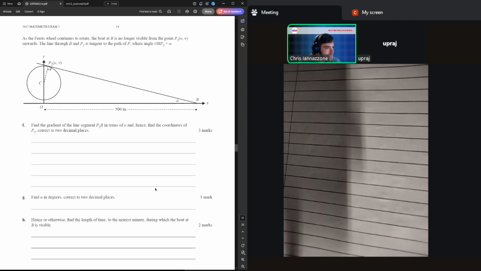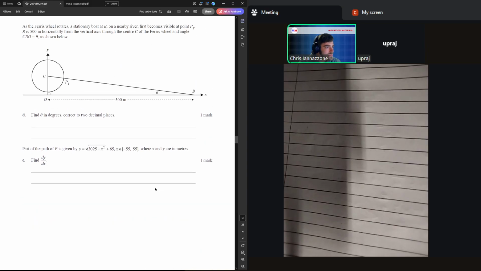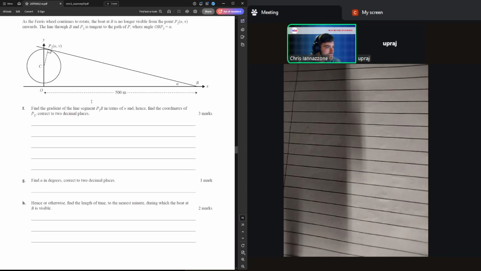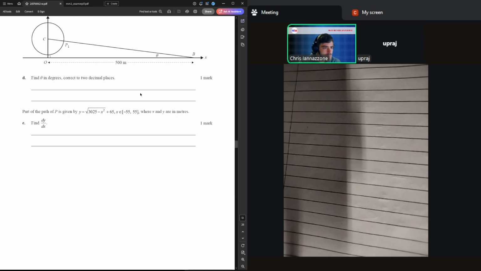So I guess let's just be clear on what the target is here. First becomes visible at point P1, last is visible at point P2, and so you're trying to find how long does it take to travel from P1 to P2. Is that clear enough what the goal was? Yeah. How'd you go about it?